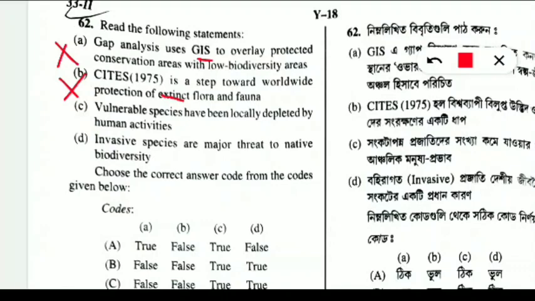Coming to the third statement: vulnerable species have been locally depleted by human activities. This is correct. Invasive species are a major threat to native biodiversity. It is also correct. So the first two statements will be false and the other two will be true. So false, false, true, true. Here two options are given, so both of them will be correct. Everybody should get the answer, whoever has selected option B or option C. Let's move to the next question.